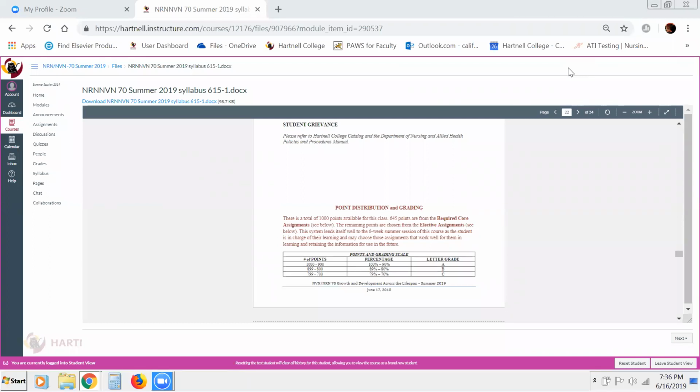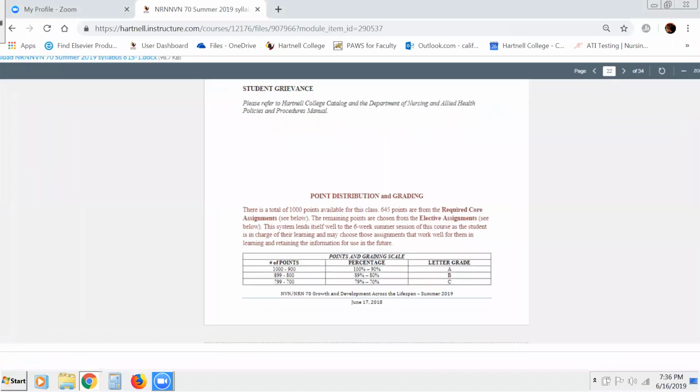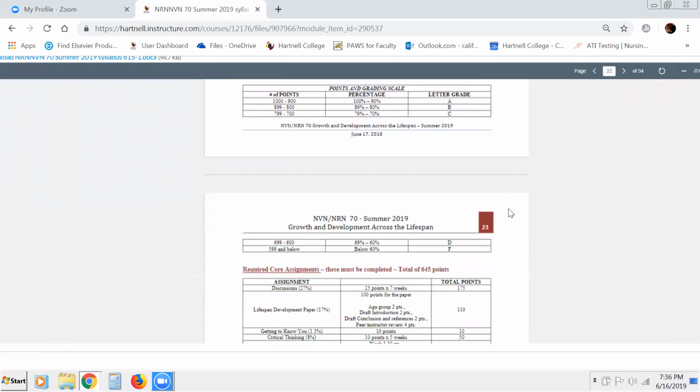So as I was saying, there are required core assignments worth 645 points. The remaining points are chosen from elective assignments, which are below those, and I will explain that to you. Because there are 1,000 points available in the course, the following scale would apply. In order to earn an A, you would have to earn 900 to 1,000 points, and so on.